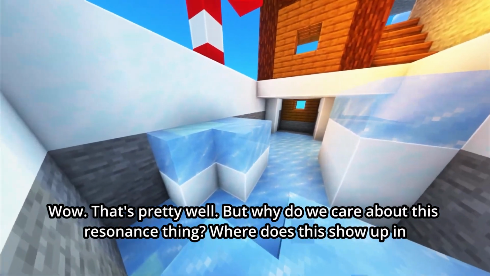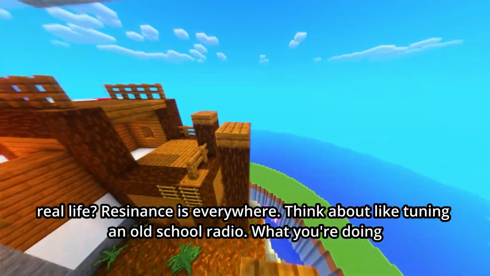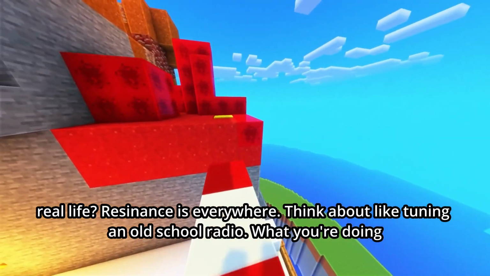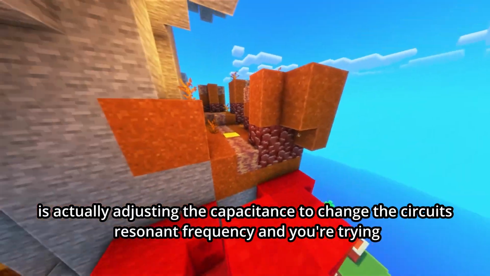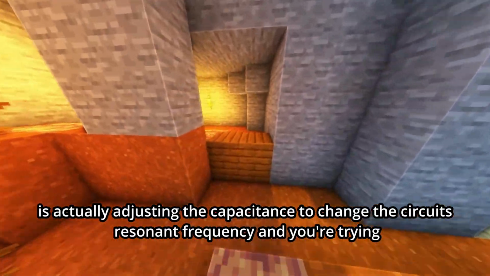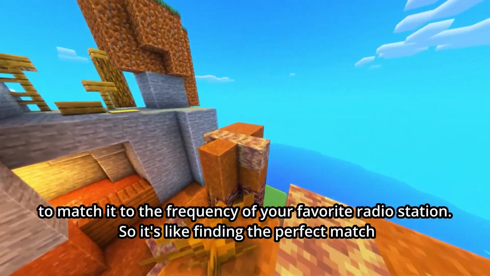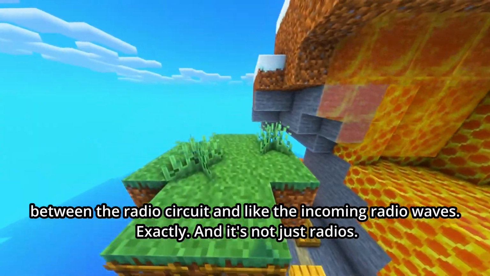Wow, that's pretty wild. But why do we care about this resonance thing? Where does this show up in real life? Resonance is everywhere. Think about tuning an old school radio. What you're doing is actually adjusting the capacitance to change the circuit's resonant frequency, and you're trying to match it to the frequency of your favorite radio station. So it's like finding the perfect match between the radio circuit and the incoming radio waves.